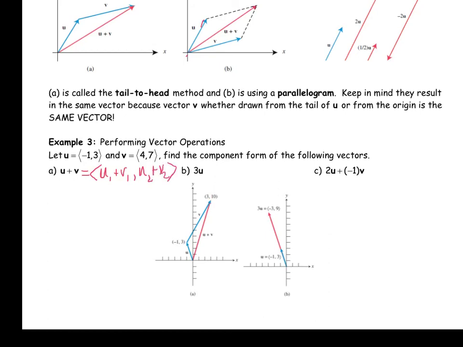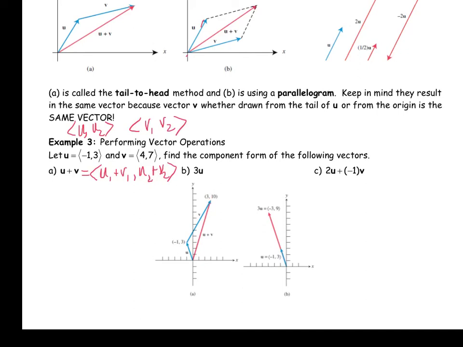Okay, and this is the resultant vector. I always just label mine too. This -1 is U1, and this is U2, and then this is V1 and V2. We always get really confused. These are vectors, they're not ordered pairs, so just FYI.